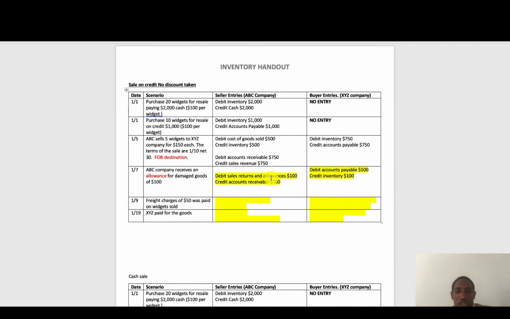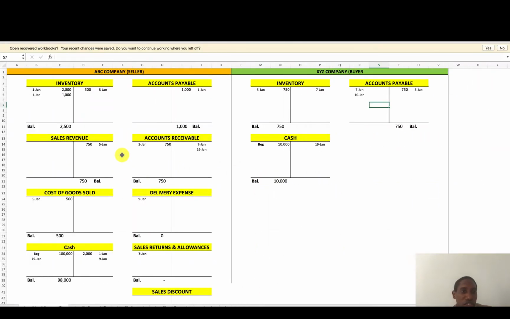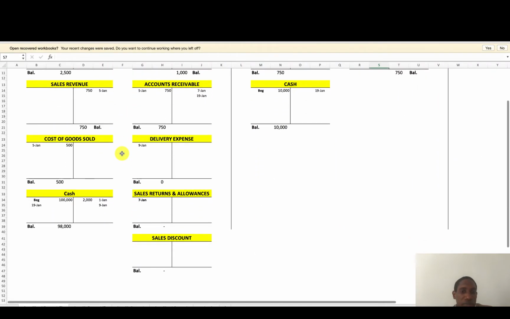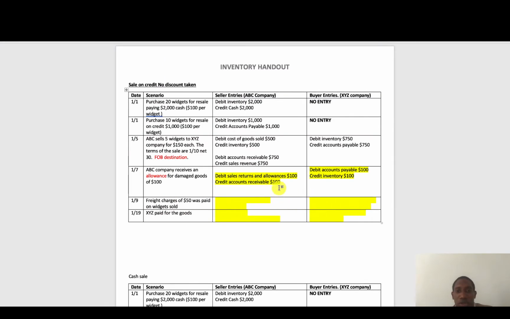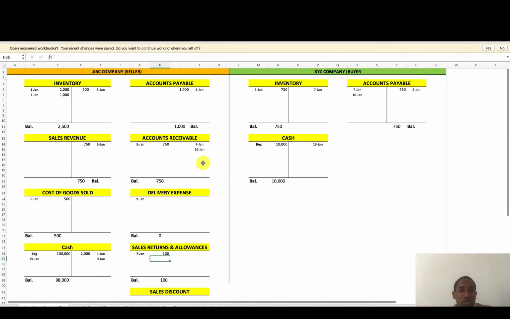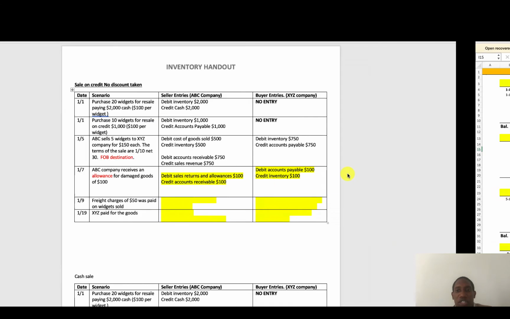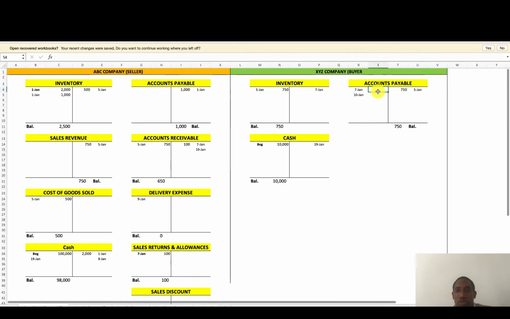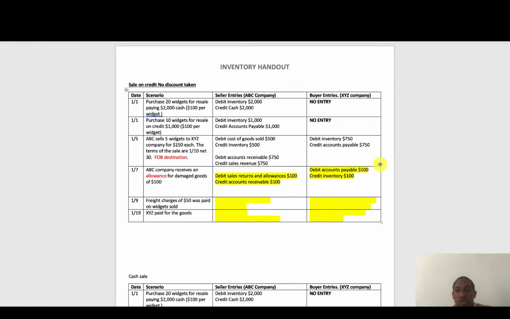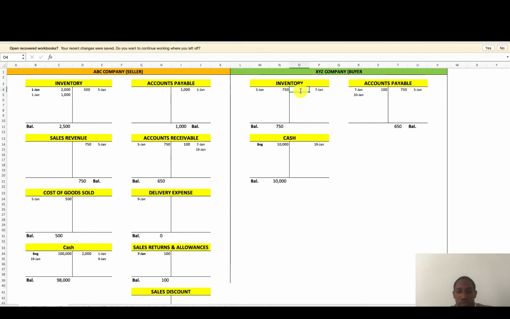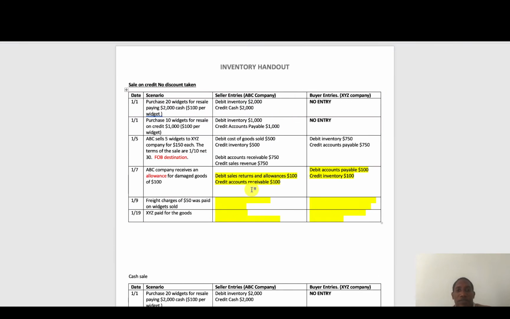So for the seller, it's going to be debit sales returns for $100. So here we have 100, and I'm going to credit accounts receivable for 100. Okay, that's going to reduce the amount of receivables that I have. And for the buyer, I'm going to debit accounts payable for 100. Okay, and I am going to credit inventory for 100. Okay, that's it. All right, let's look at the next one.